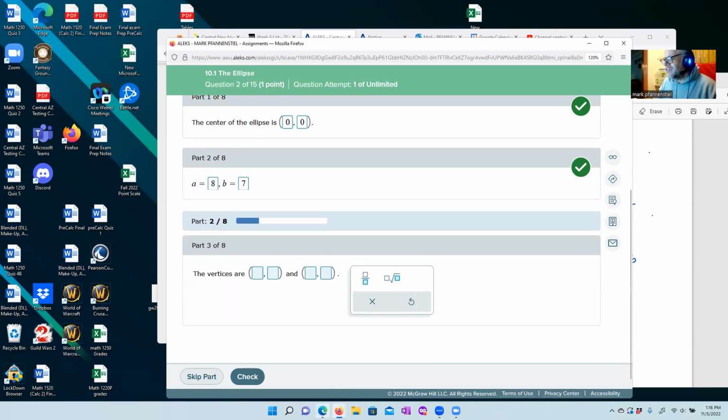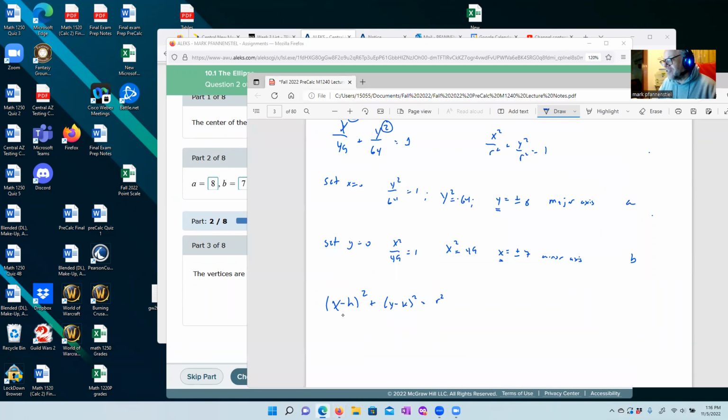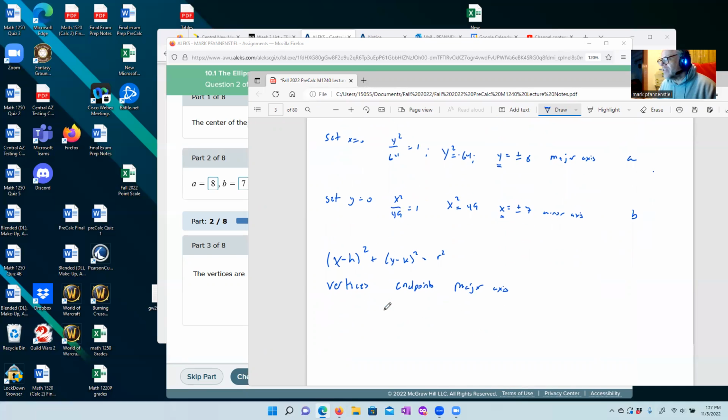Now, vertices specifically go to major axis. If you have a vertex, what they mean is these are the endpoints on the major axis. Even though the radius is going to be 8, it's 8 from the center. So we have -8, 0 for x's, and 8, 0 for the other way around.